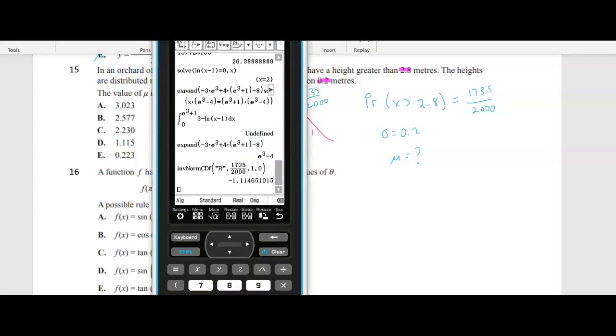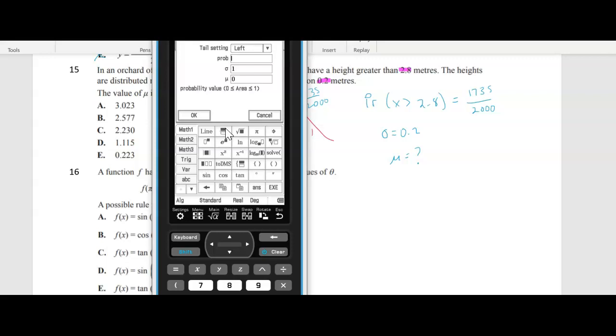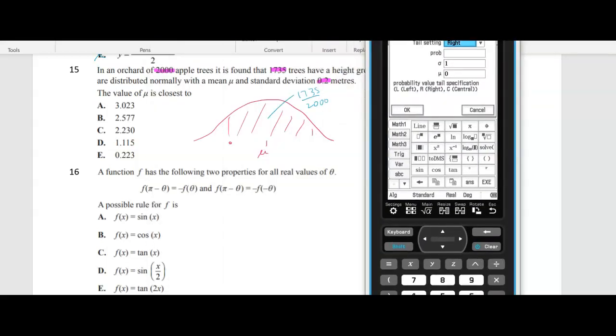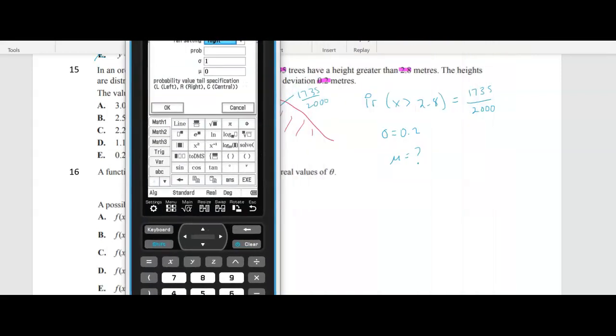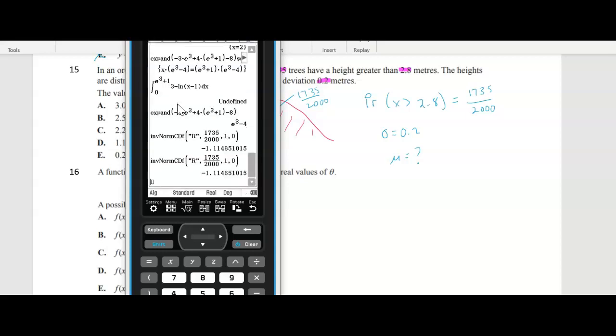So if I go onto my calculator, we'll use the inverse normal when we know the probability, and you'll probably realize very soon whether you've chosen the wrong one. We want x to be greater than 2.8. Because it's greater, we're using the probability to the right of the point. You can see on my diagram how I've shaded to the right because we want it greater than. The probability is 1735 divided by 2000. And we're just going to use the standard normal distribution for now to find the standard score.